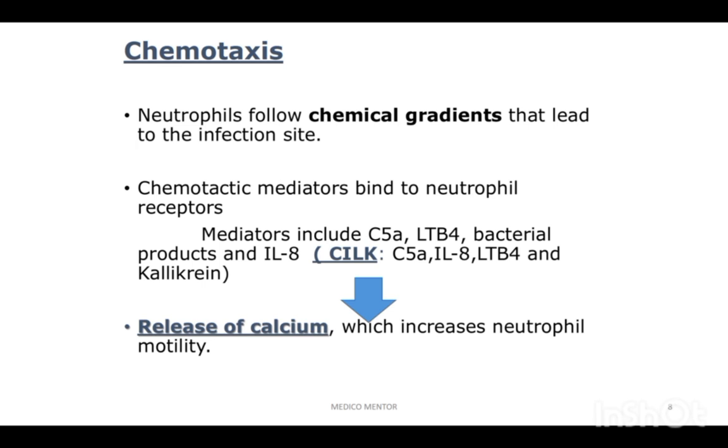The process of movement of neutrophils towards the chemical gradients is called chemotaxis. During chemotaxis, some of the chemotactic mediators, mainly C5a, leukotrienes B4, interleukin 8, and kallikrein, bind with the neutrophil, and when the chemotactic mediators bind to the neutrophils, that is going to result in release of calcium. The release of calcium is going to result in the increased motility of the neutrophils.